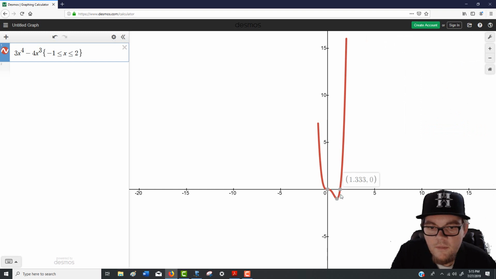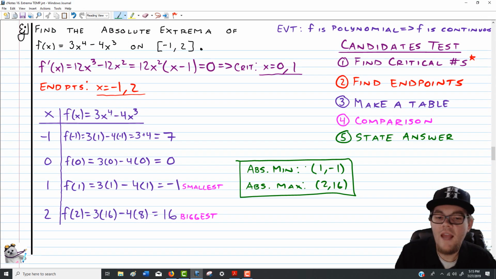So as far as our pieces, the minimum seems to be right there at 1, negative 1. And the maximum, it's not plotting for us, but you can see its shadow right up there. It looks like the maximum is at 2, 16. So it looks like we have indeed found the absolute extrema for this particular function.